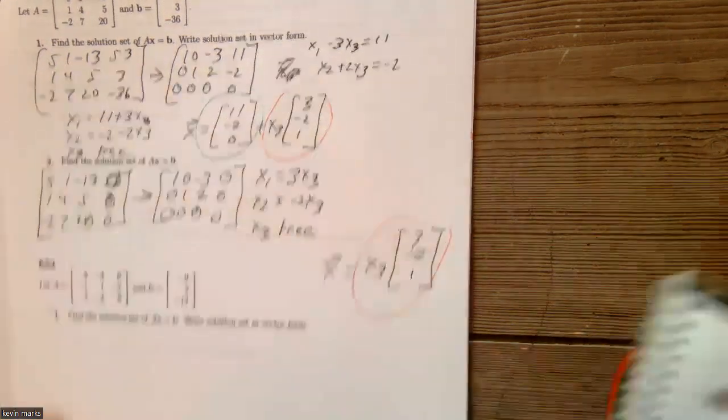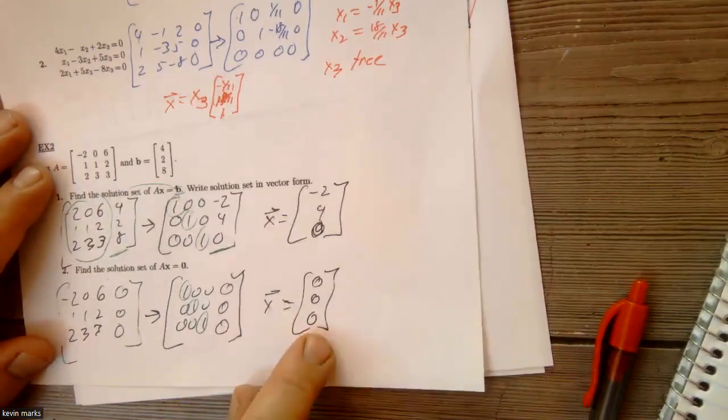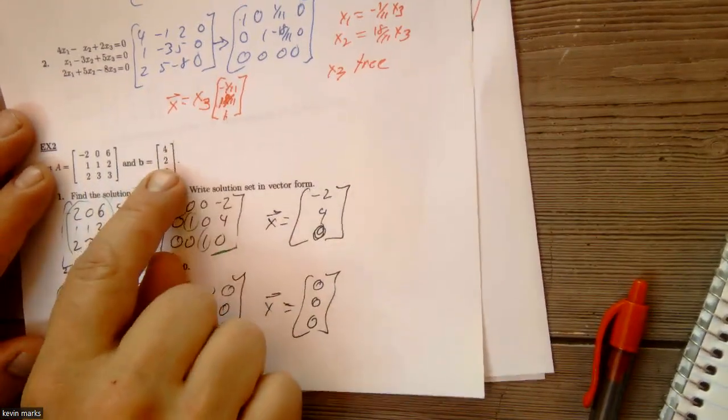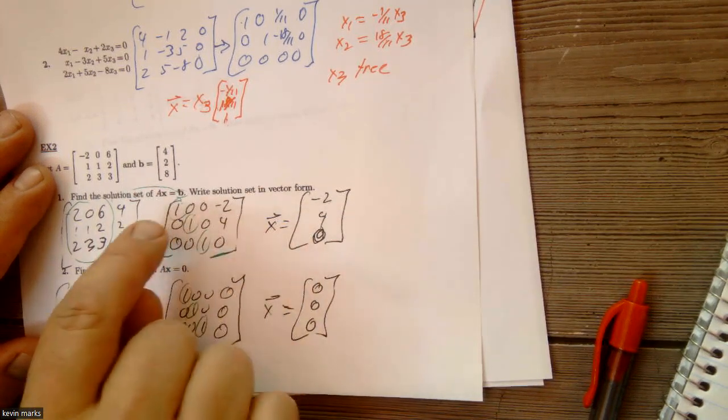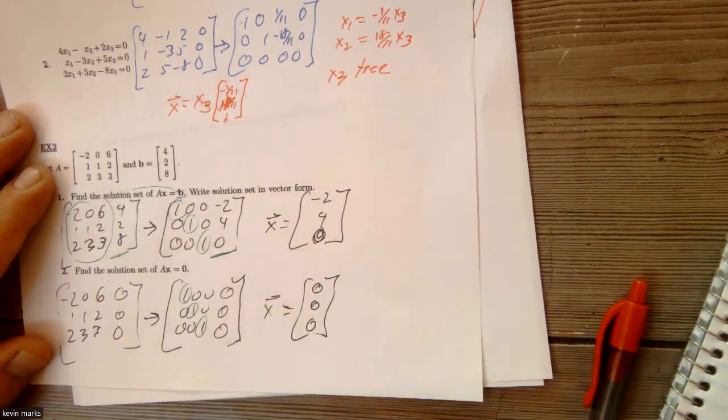So again, putting it all together. If your homogeneous has only the trivial solution, that means every single vector that you augment it with will always have a unique solution. The columns would span all of R whatever. In this case, 3.